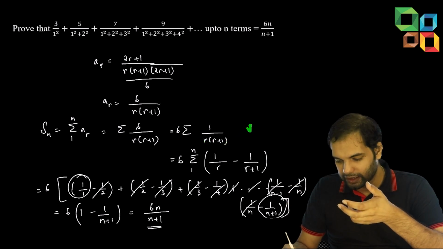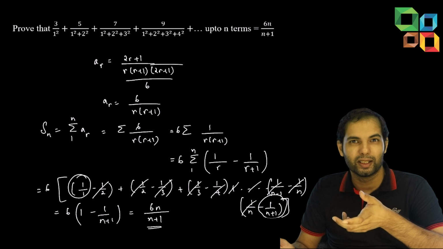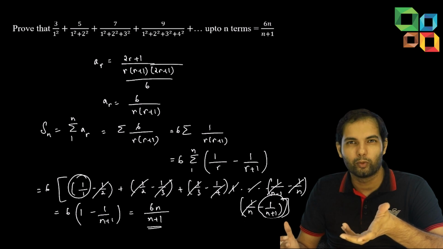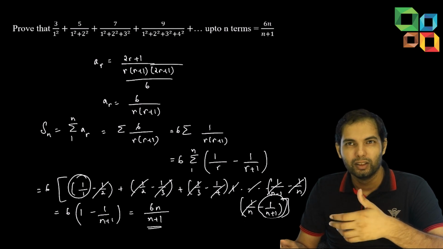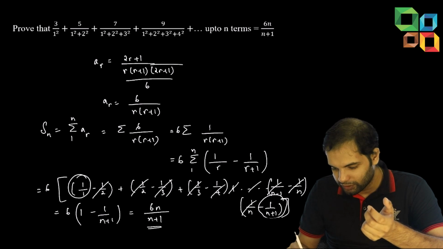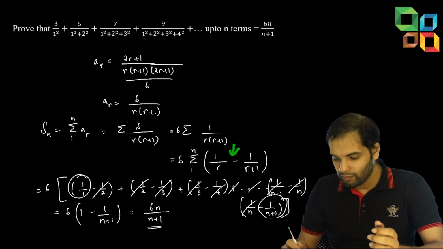See, if it was in the numerator, I know how to find the summation of r square n. When it is in the denominator, I don't have any formula for it. I don't know what is the summation of 1 by r. That's a totally different discussion. So 1 by r into r plus 1, certainly we don't have anything. So what we do, we split it into terms.